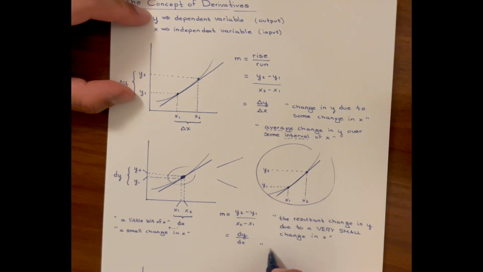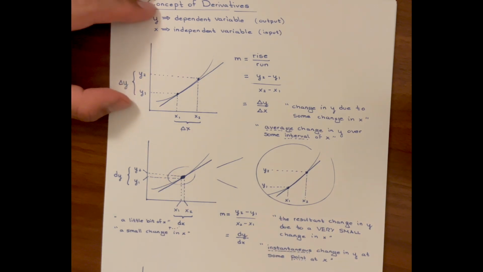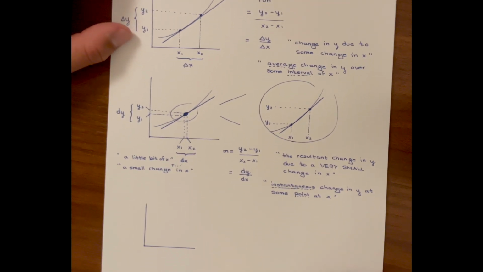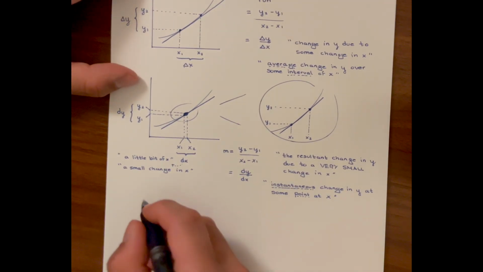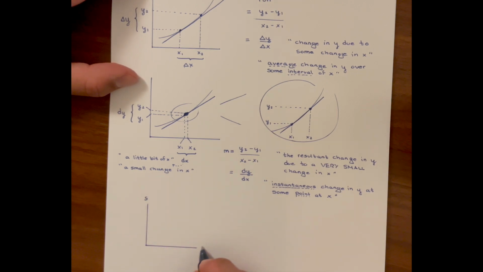The average change in y over some interval of x is delta y over delta x. Whereas with dy over dx, our delta x is so small that we're practically measuring change at an instant. The instantaneous change in y at a very small change in x, so small that we can call it a point, at some point at x. So the key words are point and instantaneous. Do you see how I'm differentiating between the idea of secants, average change, and the idea of tangents and instantaneous change? That is what derivatives do.